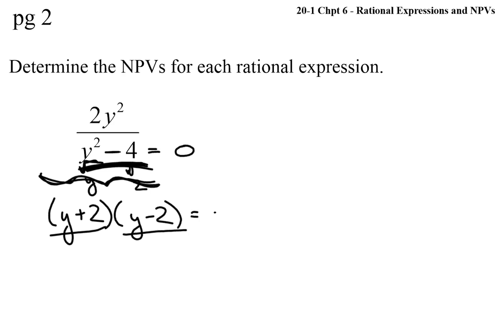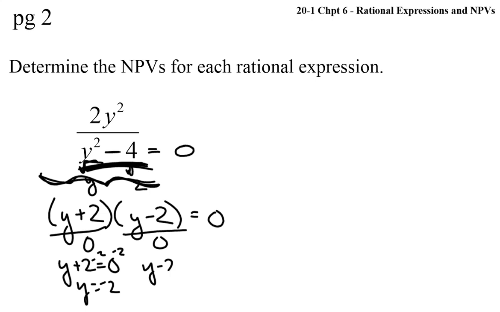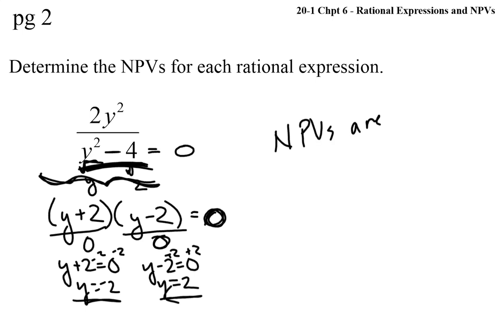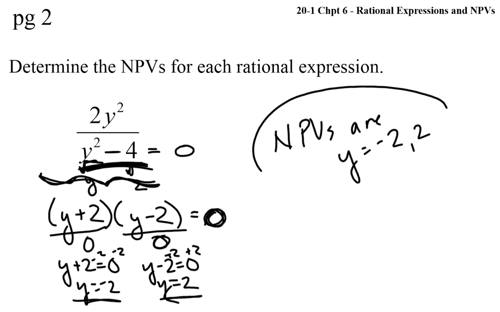And we don't want this to equal 0. So if either of those is 0, that's a bad thing. If y plus 2 equals 0, that's a bad thing, and that will happen if y is negative 2. It'll also happen if y minus 2 equals 0, and that happens if y equals 2. We don't want negative 2 or 2 because those create a 0. So our NPVs are y equal to negative 2 or 2, or plus or minus 2 is another way to write that abbreviated. So those are NPVs. We can't have denominators of 0.